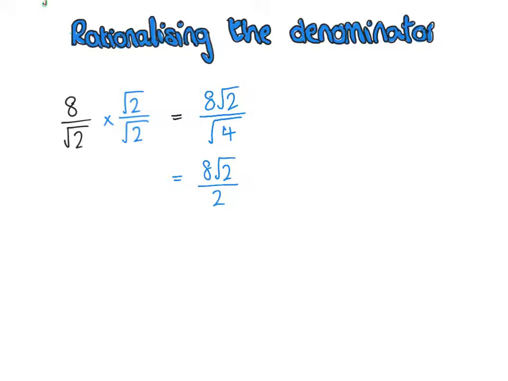Then we look at what we can cancel here. And 8 is a multiple of 2. So we've got a multiple of 2 on top and bottom. So we're going to divide them both by 2. And our final answer is 4 root 2. If we look at the second type of question that comes up commonly, it looks as follows.